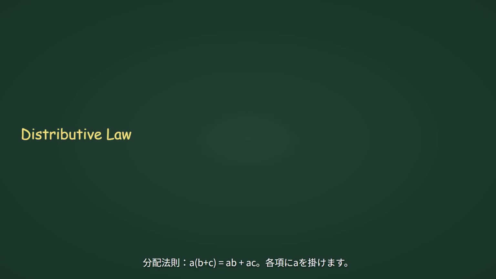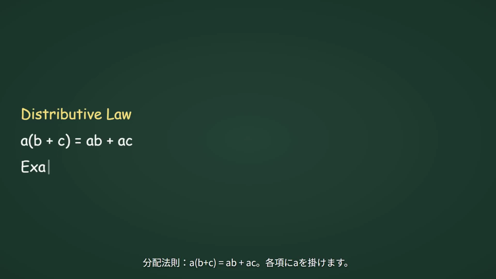Let us start with the distributive law. When we have a times the quantity b plus c, we multiply by each term inside the brackets. So a times (b plus c) equals ab plus ac. For example, 3 times (x plus 4) equals 3x plus 12. The key is to multiply the outside term by every term inside.